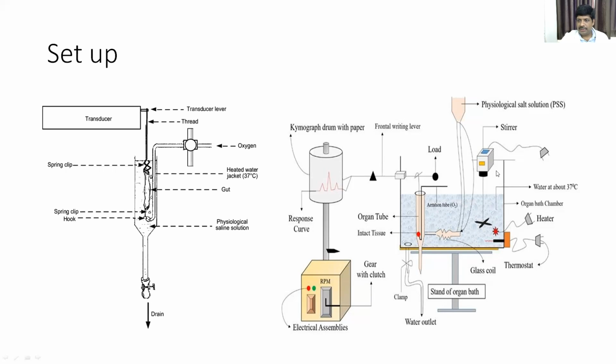Then we have this, known as the student's organ bar. We have this stand, and this is made of glass or plastic. This is usually transparent so that you can see the water level. This part is known as the organ tube. Why organ tube? Because the organ or tissue which is taken out, say the gastrocnemius muscle, you take out the tissue, prepare it, tie it on both sides with a thread, and then hang it with the help of this.